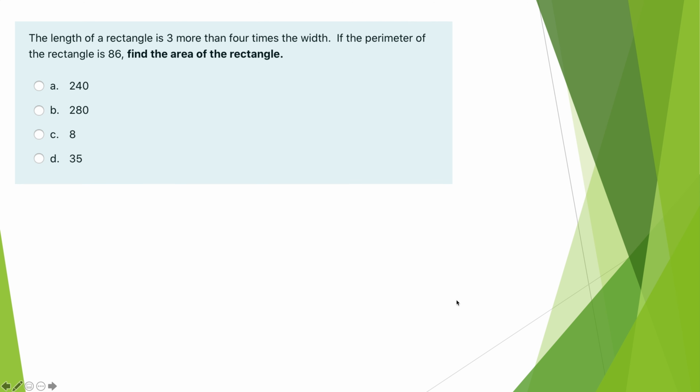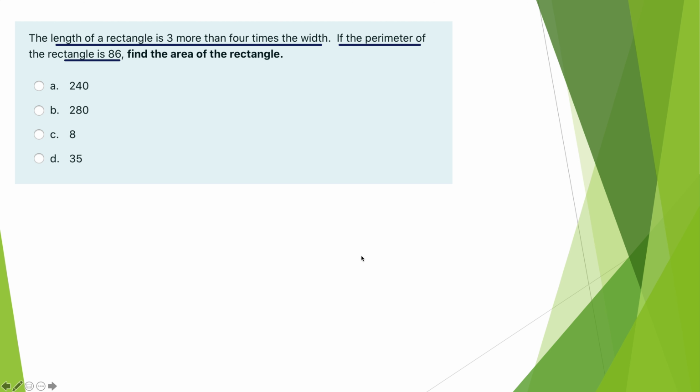Next, the length of a rectangle is 3 more than 4 times the width. If the perimeter of the rectangle is 86, find the area of the rectangle. And we hit these pretty hard. And I suspect that the problem wasn't so much with how to do the question as much as it is what the question was asking for. And I tried to emphasize this to you by putting that in bold. So let's check it out.